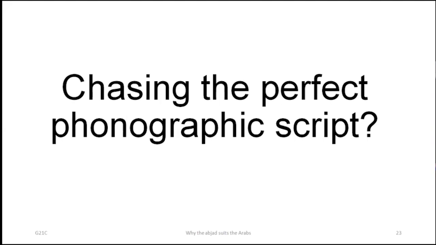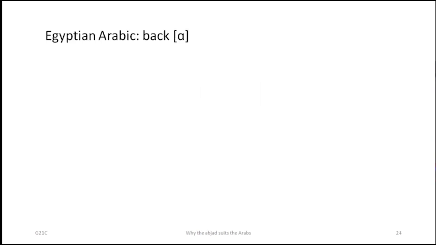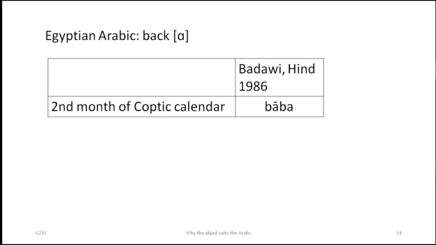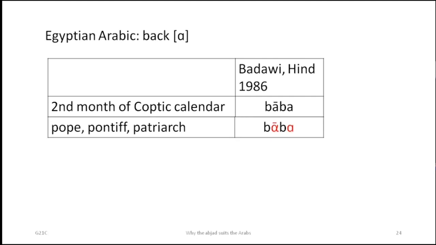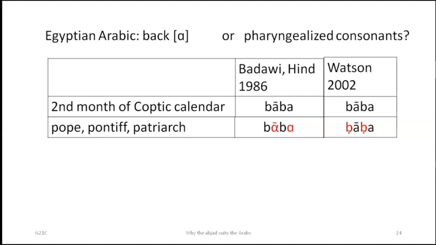This is apparent in differences that exist between Egyptian Arabic and Standard Arabic. One of the three vowels of the latter is the front and rounded open vowel A, to which some descriptions of Egyptian Arabic add its back twin. They provide the minimal pair Baba, the second month of the Coptic calendar, and Baba, Pope, Pontiff, Patriarch. Other descriptions prefer in this case to speak of a single vowel and of a series of marginal pharyngealized consonants noted by a dot under the Latin letter.